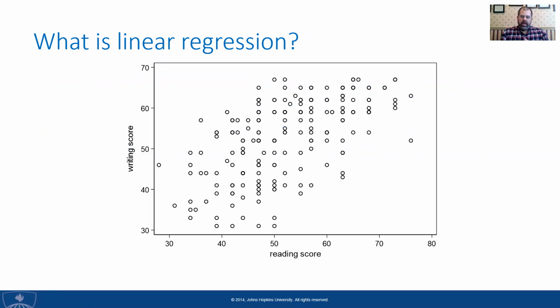So linear regression is this statistical method for describing the relationship between an outcome variable y and some explanatory or predictor variables x. And you can visualize linear regression with a scatter plot between two continuous variables. On the y-axis here, or the vertical axis, I'm showing an outcome variable, writing score. And on the x-axis, or the horizontal axis, is a reading score. And this is a data set of about 200 observations. So we have writing scores and reading scores on 200 people. And this is a scatter plot of writing scores against reading scores.